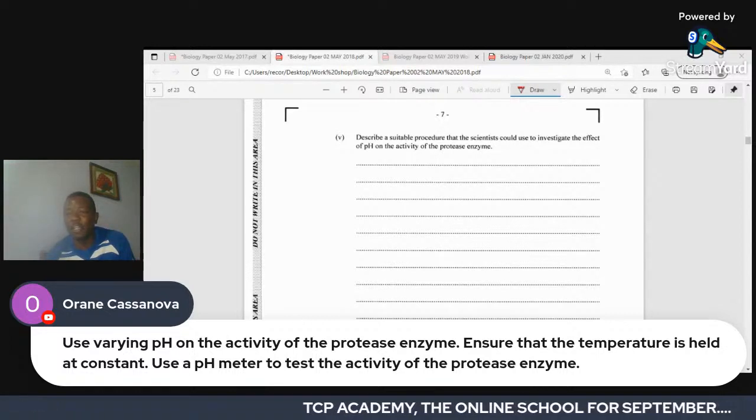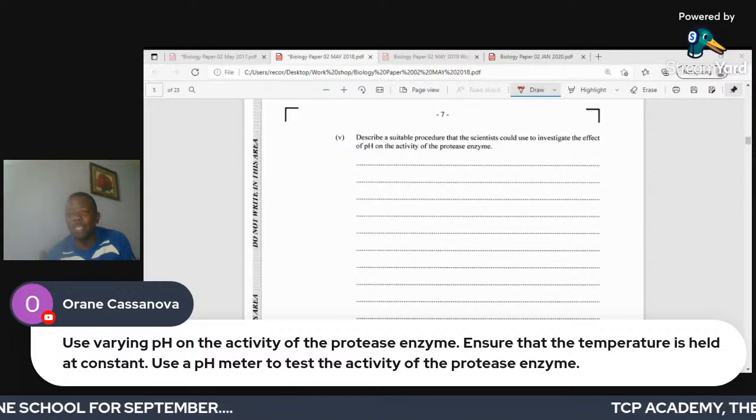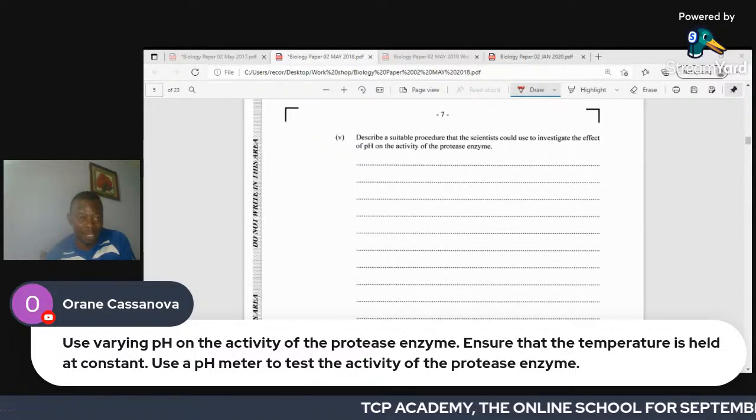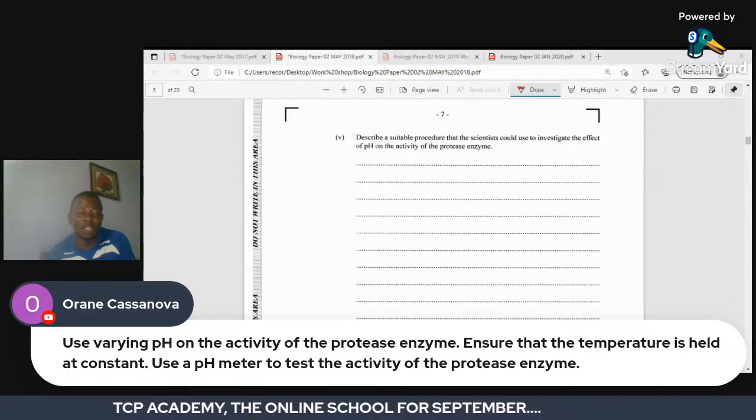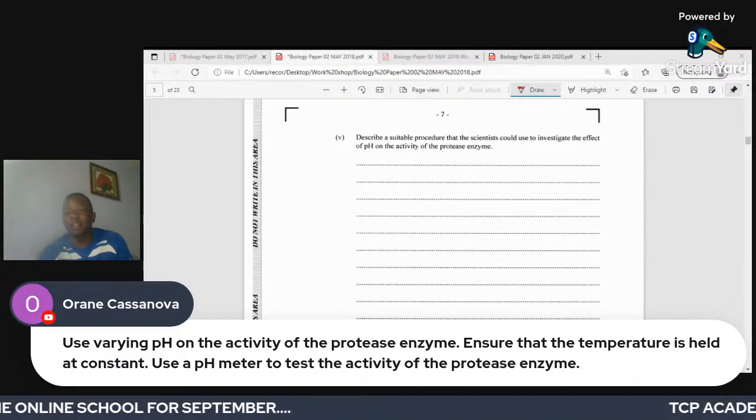Okay, sir. So instead of using temperature, the scientists can use different pH levels to determine at which pH the enzyme works best. All right. And in determining the different pH, that is where we are going to be using the pH meter.